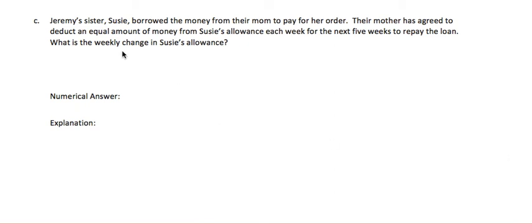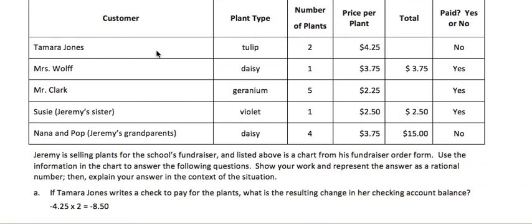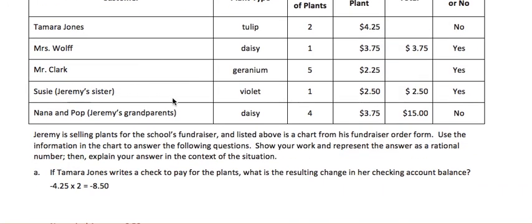In the next question, Jeremy's sister Susie borrowed the money from their mom to pay for her order. Their mother has agreed to deduct an equal amount of money from Susie's allowance each week for the next 5 weeks to repay the loan. What is the weekly change in Susie's allowance? There are several steps we need to do for this. First of all, we need to find out how much money Susie is borrowing. So we'll go back to the table. And Susie, who is Jeremy's sister, is buying violets. She's only buying one of those plants. And the price per plant is $2.50.